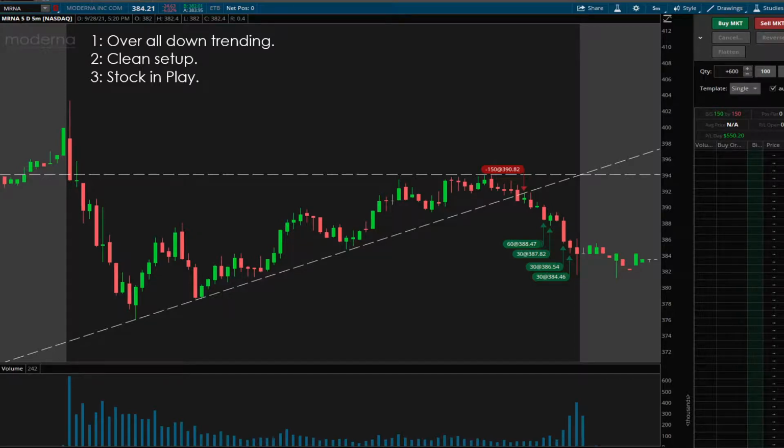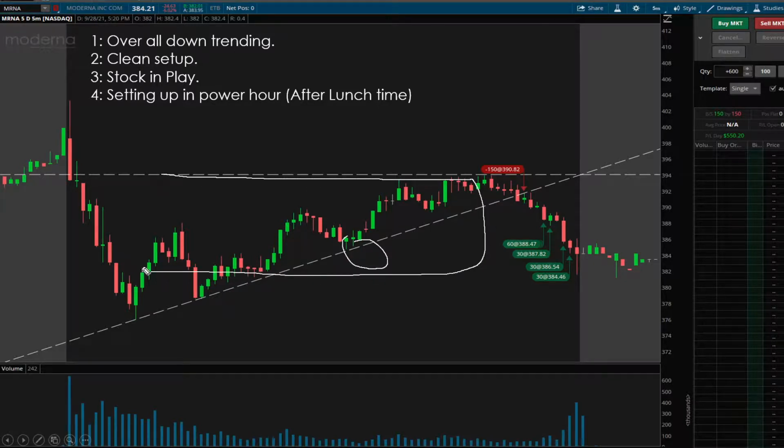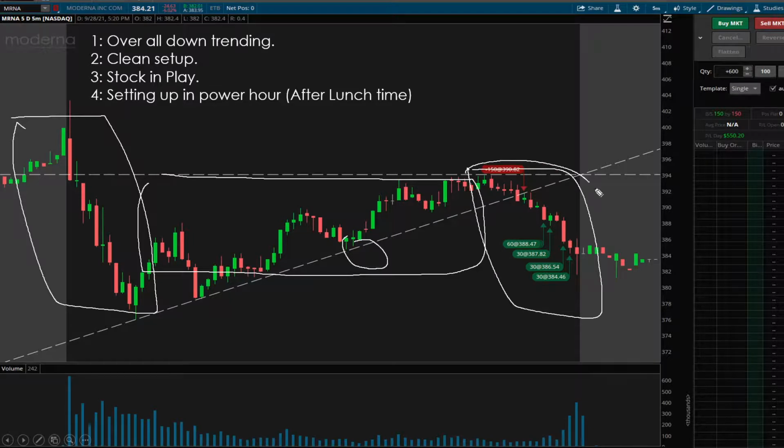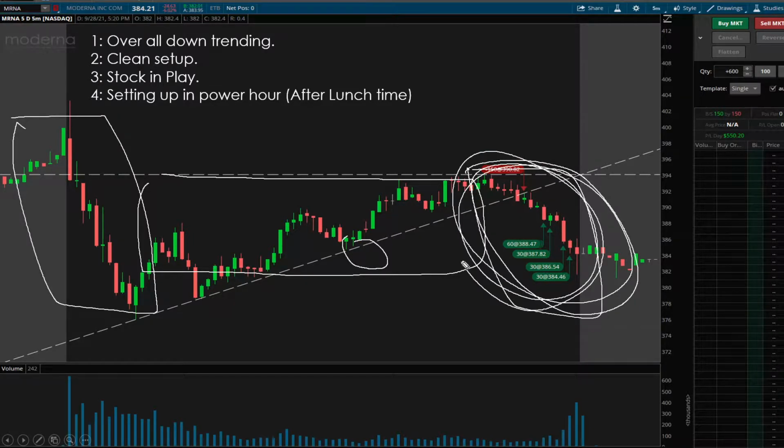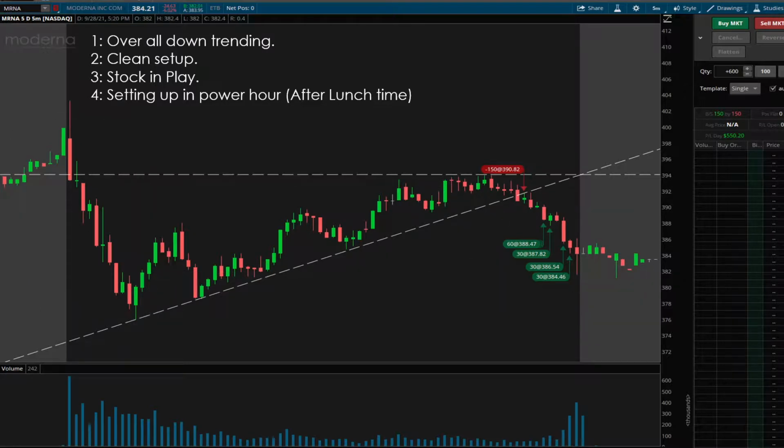And then it's setting up in power hour, not in lunchtime. So it was not during lunchtime. If it was happening around this area, I would not have taken it, because this is lunchtime. Okay, and this is the morning time, and this is the power hour. So it was clearly forming in the power hour. That's why I was interested in it. So it was a perfect setup. So everything, all the stars aligned.